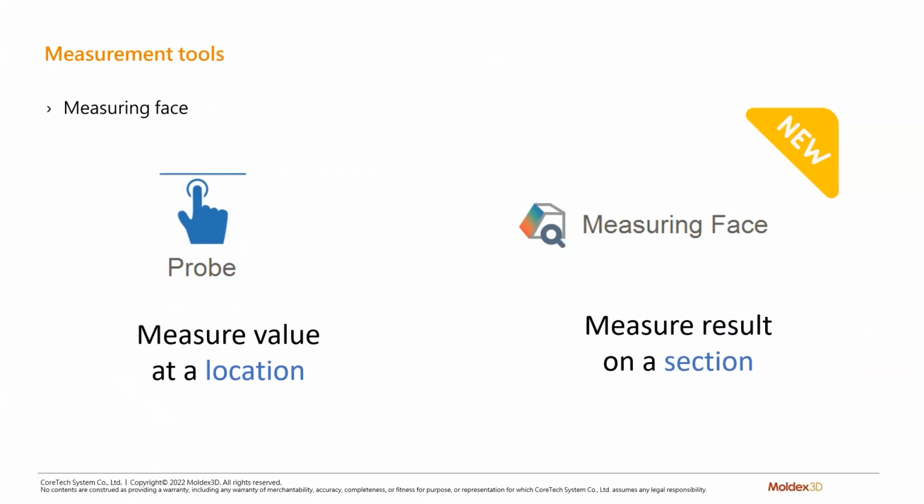Up to Studio 2021, when you wanted to know a certain value throughout a part, at a certain location, you would use a probe or many probes. And in Studio 2022, we have a new feature called the measuring phase, which can measure a result on a section of area that you're interested in.